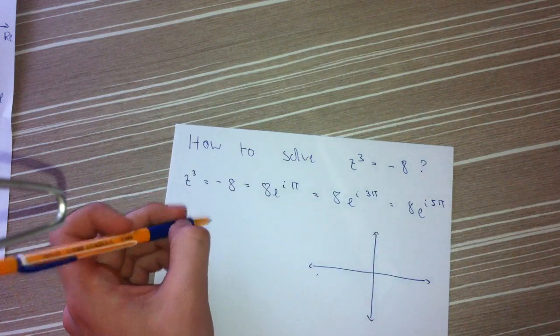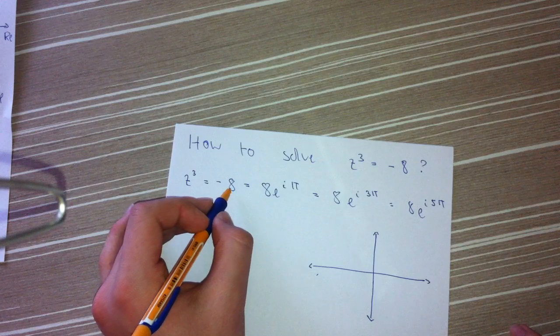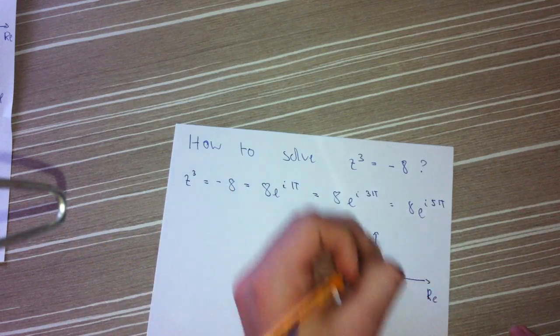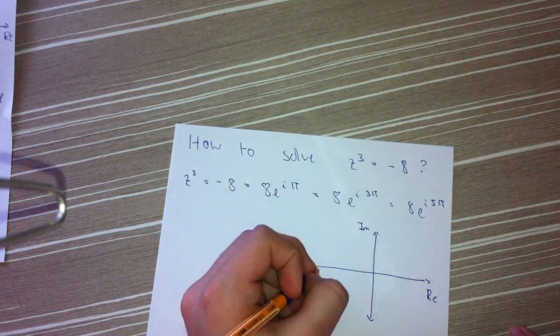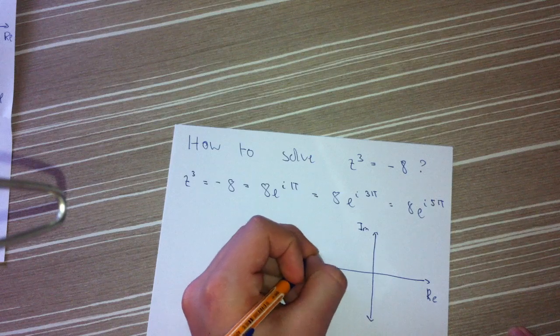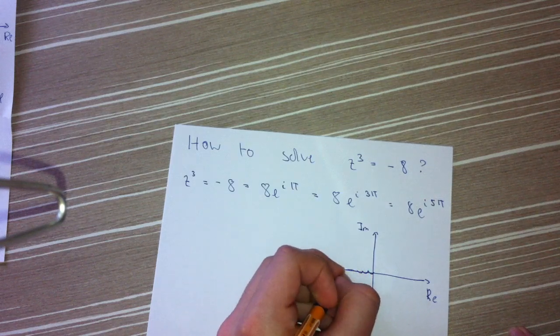z to the 3 equals -8 has a real part of -8 and no imaginary part. That means it lies right on the real axis at the point -8. This is z to the power of 3 here.